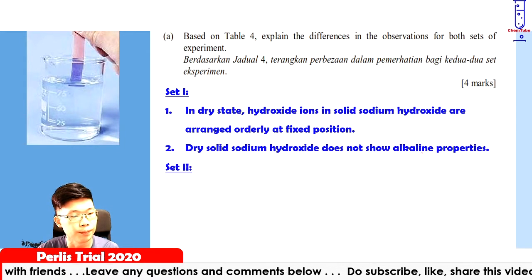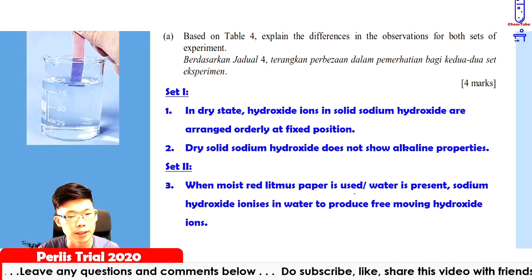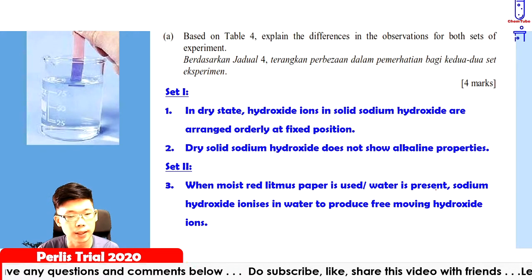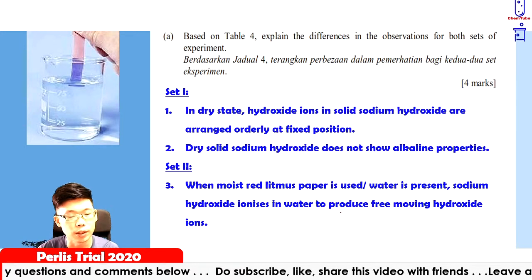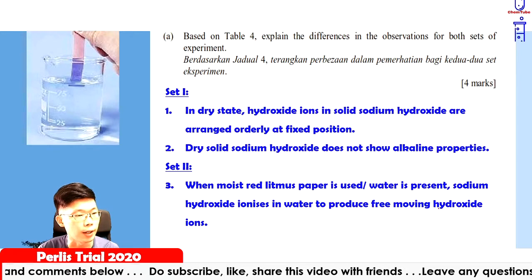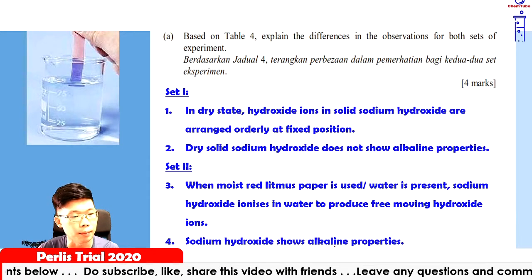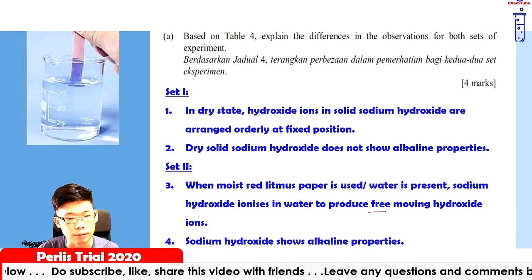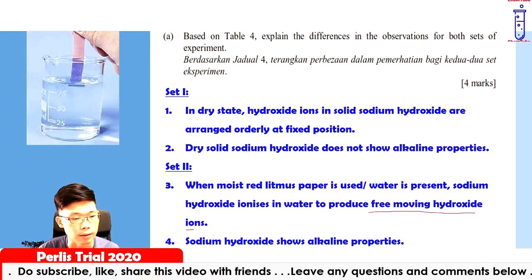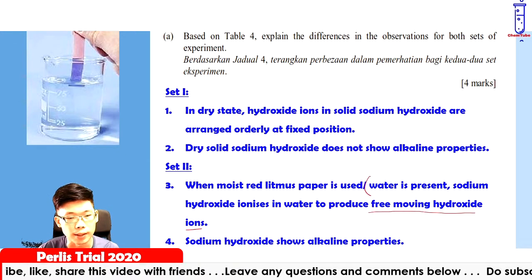Then in set 2, when the moist red litmus paper is used, or water is present, the sodium hydroxide ionizes in water to produce freely moving hydroxide ions. So sodium hydroxide can show the alkaline properties if it has freely moving hydroxide ions. The concept here is that water is present.